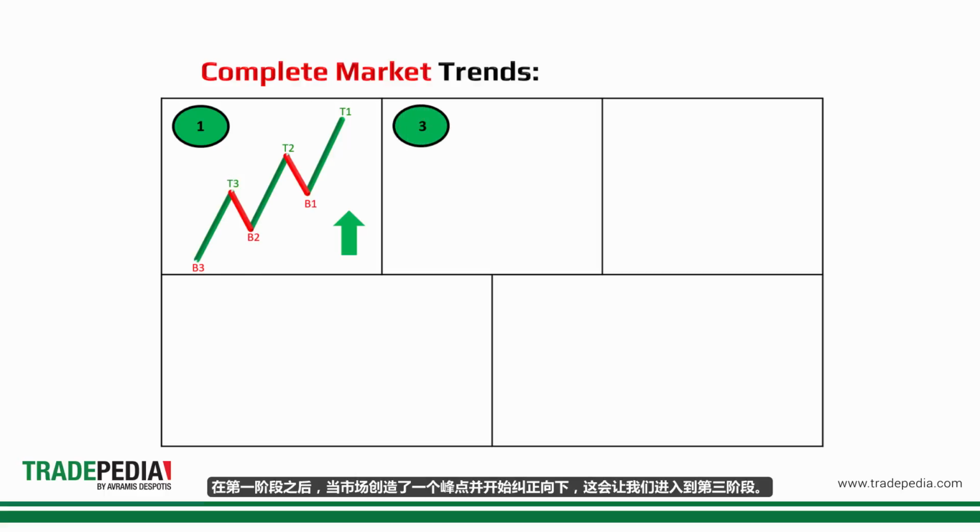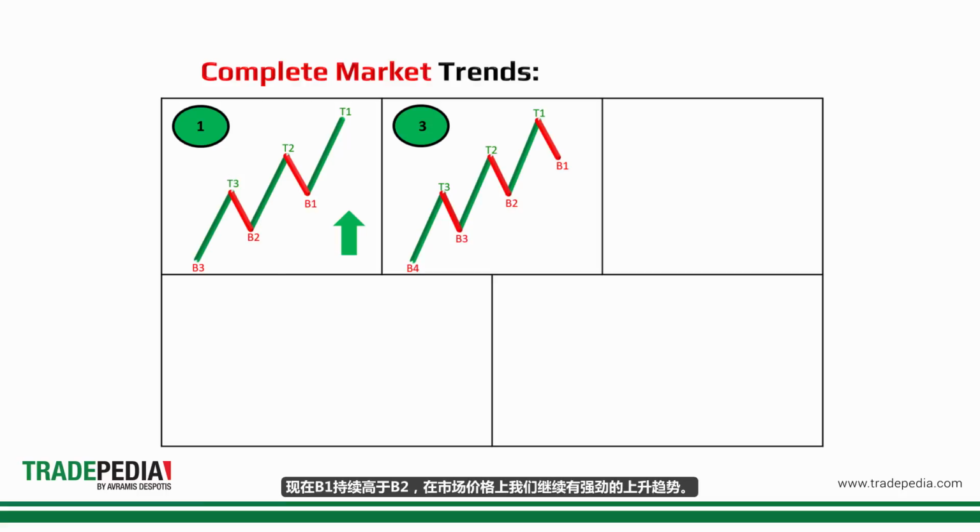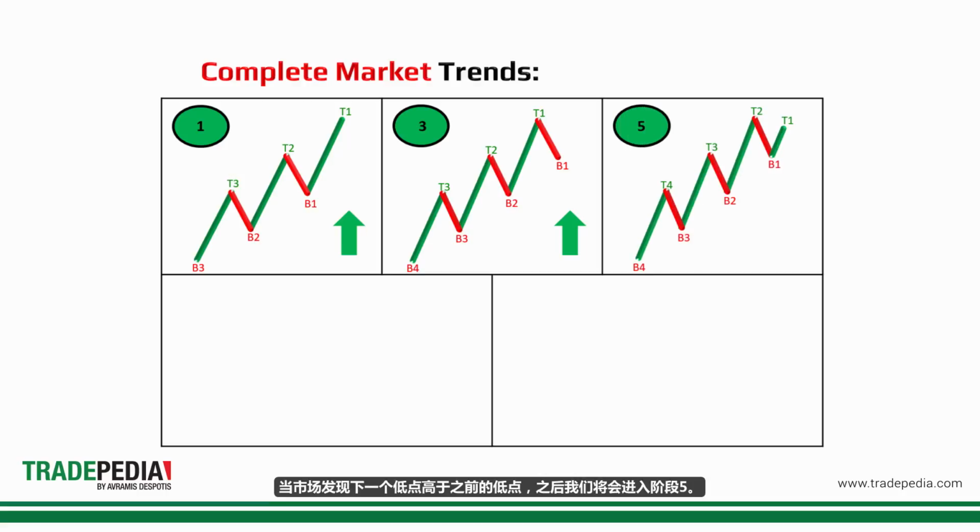After pattern number 1, when the market creates a top and starts correcting downwards, it leads us to pattern number 3. Now, as long as B1 remains above B2, we continue to have a strong uptrend in price. And once the market finds a bottom higher than the level of the previous bottom, that leads us to pattern number 5. And the uptrend will continue to flow 1, 3, 5, and then as we break the previous top, back to 1, 3, 5 again.